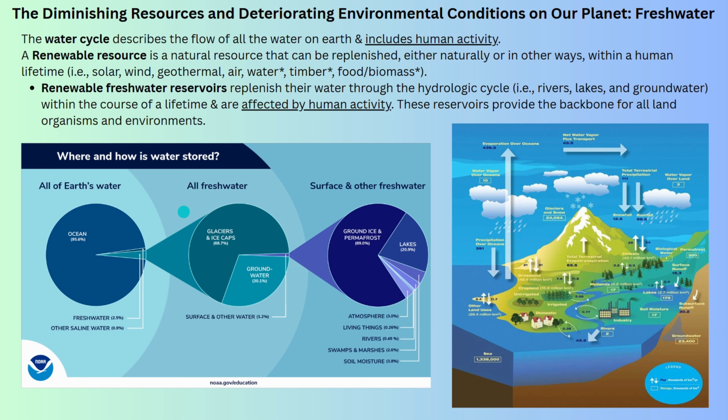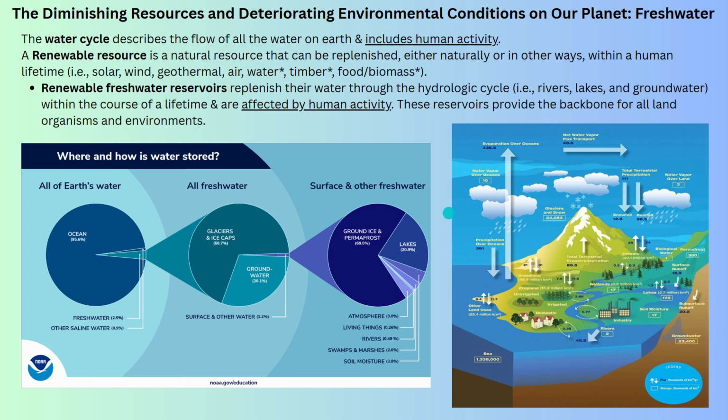So it's extremely important how we use our fresh water, seeing as we really don't have that much. And for the vast majority of human history, the natural flow and relatively quick abundance of the water cycle allowed it to be deemed a renewable resource. Some key examples are solar, wind, geothermal, and the air we breathe. Along with that, in the same vein, there are places or reservoirs within the freshwater cycle that are also deemed to be renewable, such as lakes, rivers, and groundwater. These, along with other non-renewable resources and the water cycle in general, are greatly affected by human activity. And these renewable freshwater reservoirs are the backbone to all land, organisms, and environments.